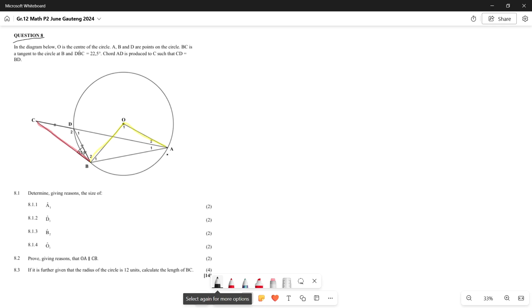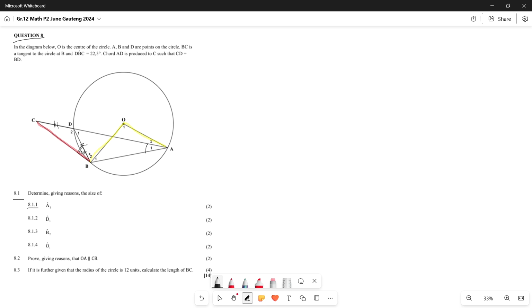degrees. Chord AD, so it's not cutting through the center of the circle, is produced to C, so it's angles on a straight line over here, such that CD equals BD as they mentioned. So we can already see that CD over here is equal to BD, which means that 8.1 says determine, giving reasons, the size of 8.1.1 angle A1 for 2 marks. So they want angle A1 over here.